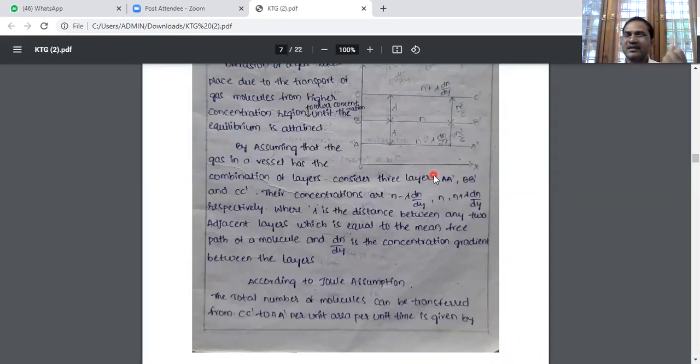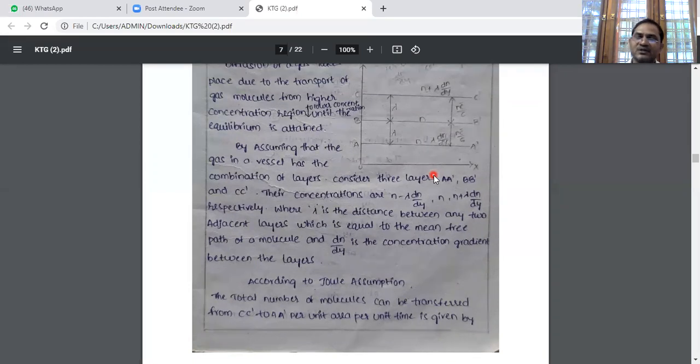The diffusion of gas is nothing but the gas molecules moving from the high concentration region to the low concentration region. That process continues until the steady state is attained. So throughout the volume of the vessel, at every point, the concentration gradient remains constant. For that time interval, this process goes on.